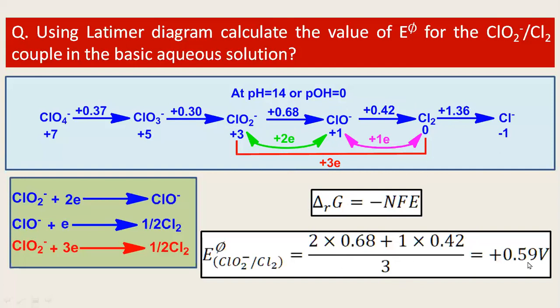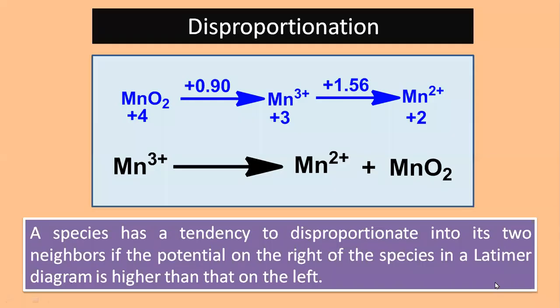And you can just calculate it. So this is one of the important applications of the Latimer diagram. Okay, let's move on to another important application. This is known as disproportionation. That means a species has a tendency to disproportionate into its two neighbors if the potential on the right hand side of the species in a Latimer diagram is higher than that on the left.